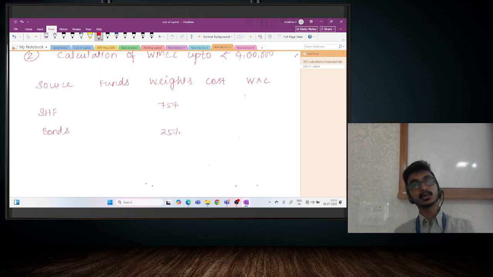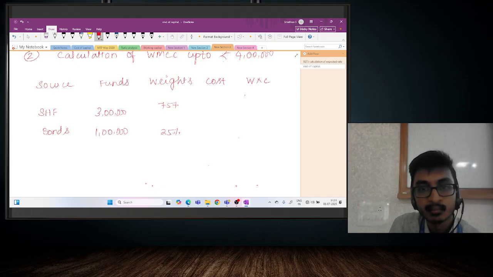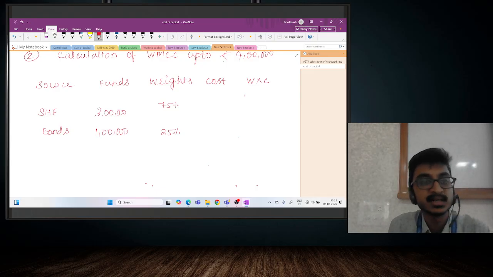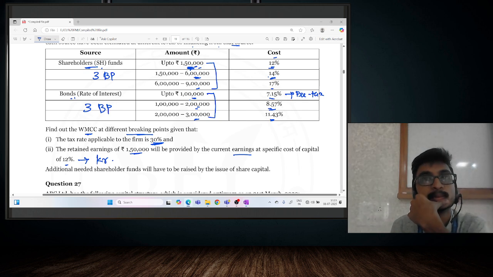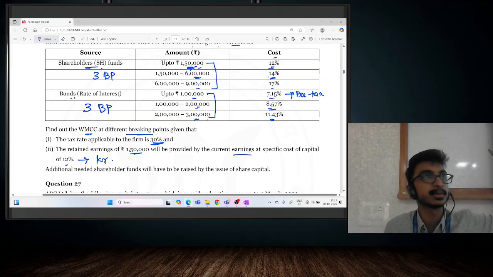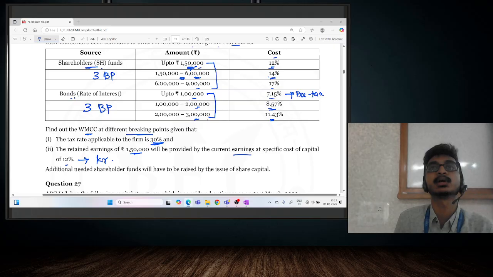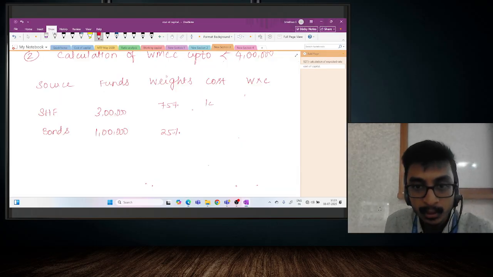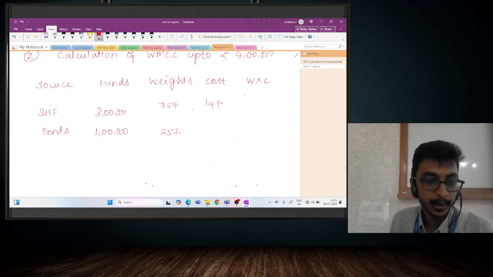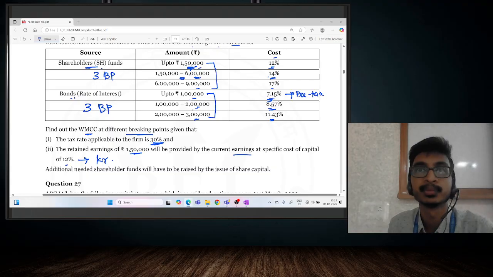and 25%. So calculate 75% of 4 lakh, we get 3 lakh rupees. 25% of 4 lakh, we get 1 lakh rupees. Cost of raising shareholders fund of 3 lakh rupees is 14%. Did you all understand how it is 14%? Because 3 lakh rupees is between 1,50,000 and 6 lakh. So it is 14%. And the cost of raising 1 lakh rupees of bond is the same 7.15%.